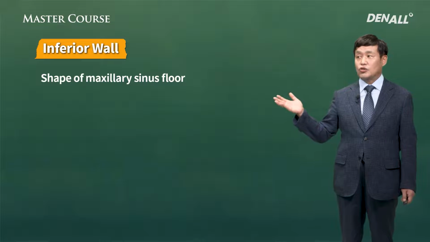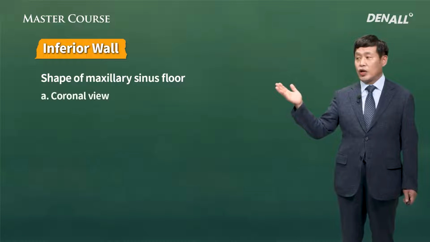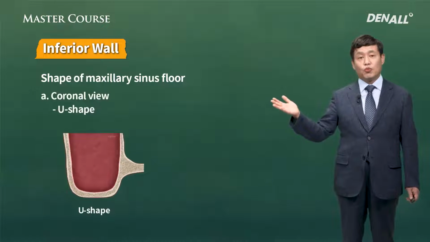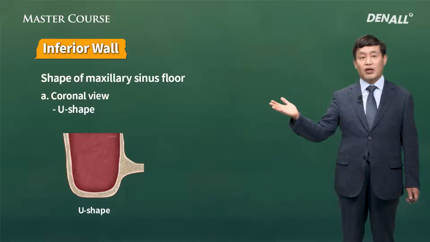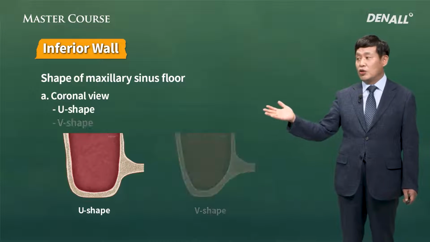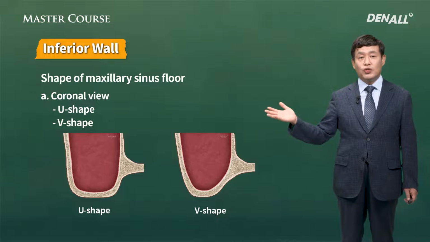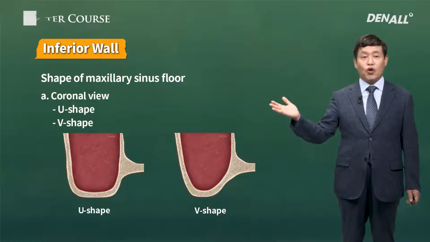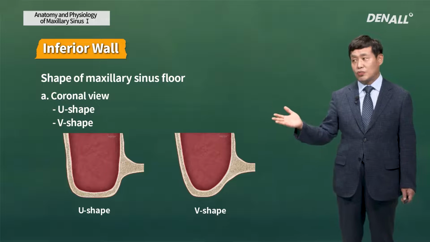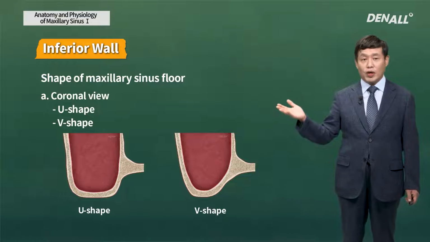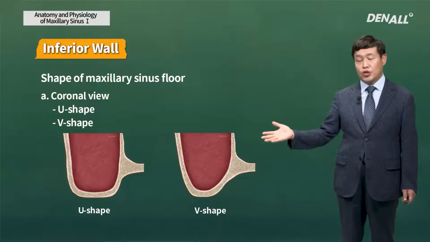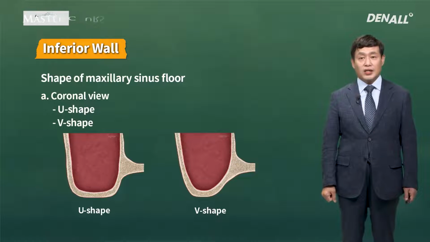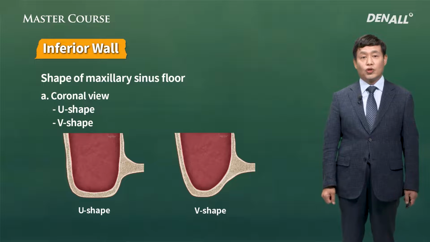If you look at the shape of the maxillary sinus floor in the coronal view, there is the U shape, the wide type, and the V shape, a narrow shape. In general, if it is wide like a U shape, bone graft would be difficult using just the crestal approach, but prognosis is better when it is a V shape with a crestal approach.